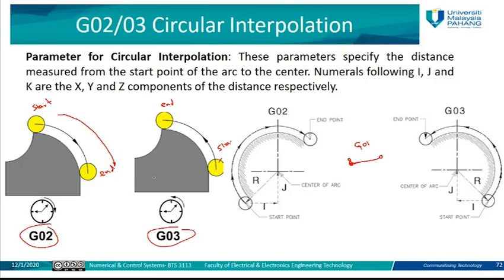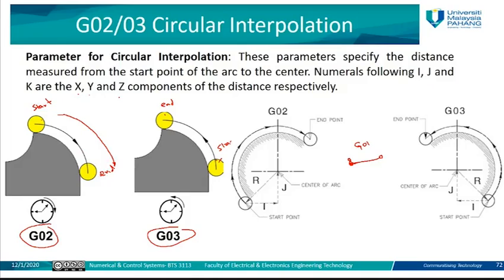For both codes here, either G02 or G03, we are going to define some parameters in addition to the existing coordinates X, Y, Z. X, Y, Z will be the destination point. If I am here at the start, this will be the coordinate for the end point.